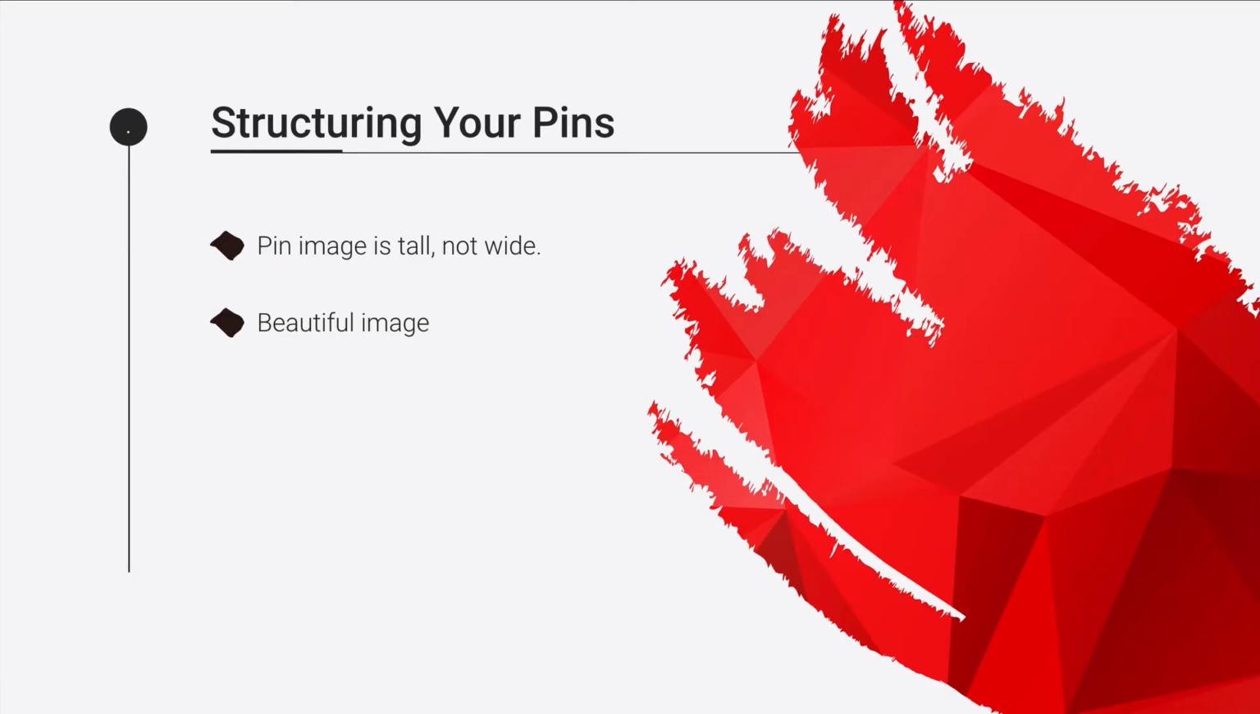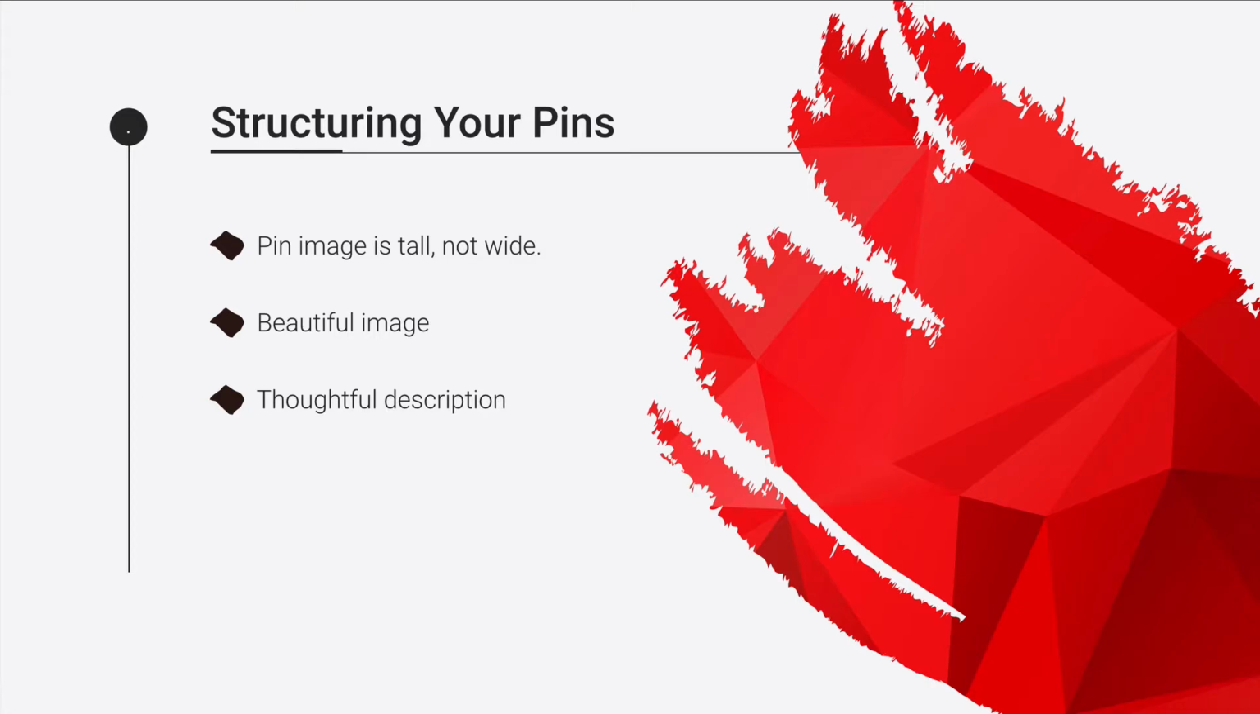The third component to consider when structuring your pin is creating a thoughtful description. The pin title and description is an extremely important section. The keywords that you use here help to connect you with users searching for relevant content. So you want to create a detailed description using keywords so your content appears in the Pinterest search.